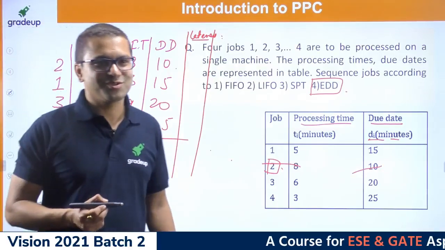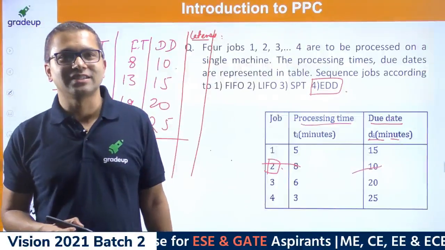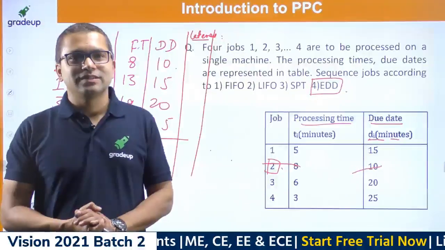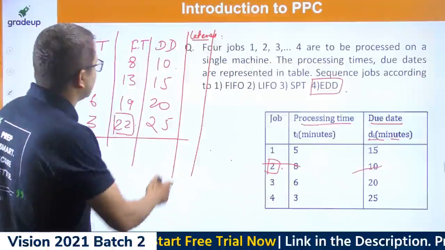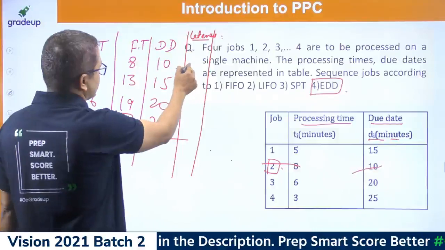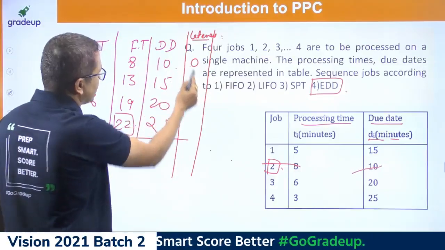One job or zero job? Yeah, exactly. So lateness is nothing but flow time minus due date. So this is going to be negative. So I'm going to write a 0 here.